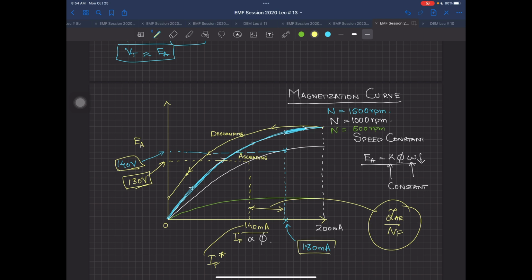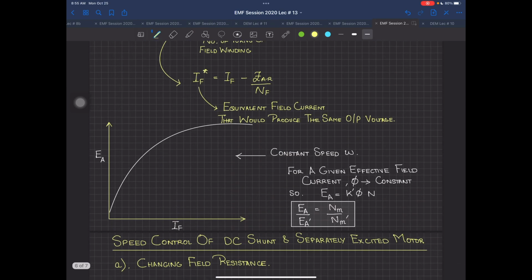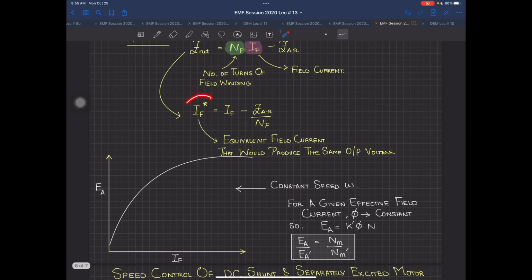Now this is happening inside the machine, but practically you won't see it. Your current will still be at 180 milliampere. This is very important. When you measure the machine's field current, it will still be 180 milliampere, but it will only be producing flux corresponding to 140 milliampere, because the remaining is lost as armature reaction. So this is the same thing depicted in this relation. This IF star is telling you the equivalent field current that would produce the same output voltage.